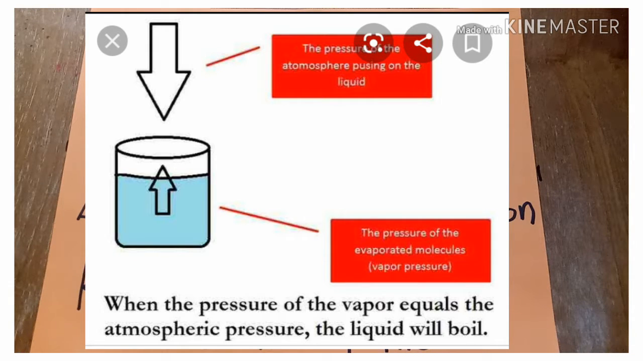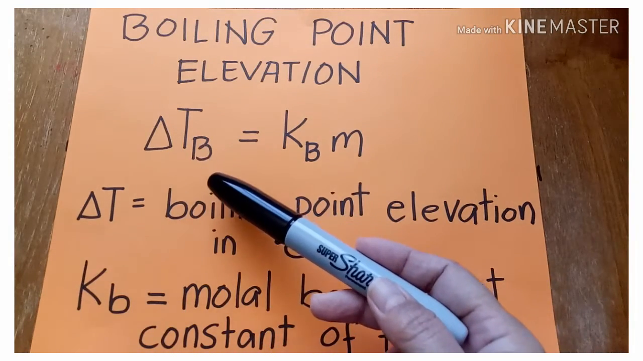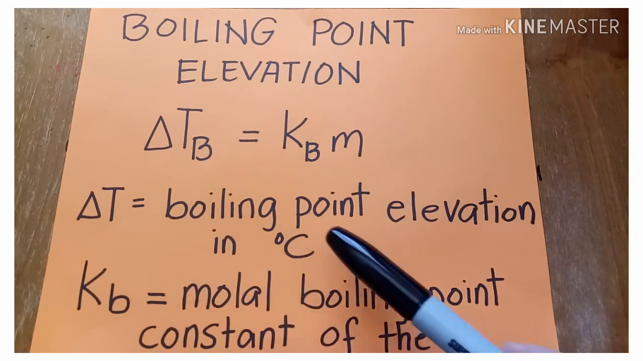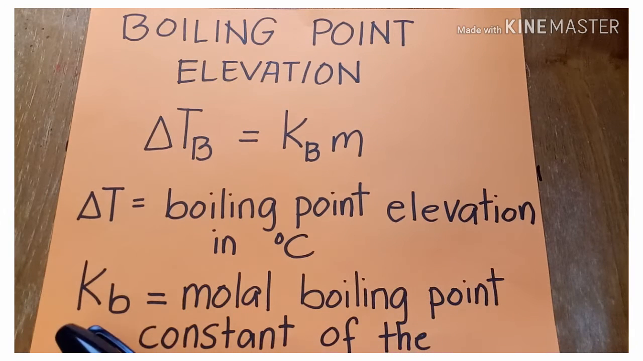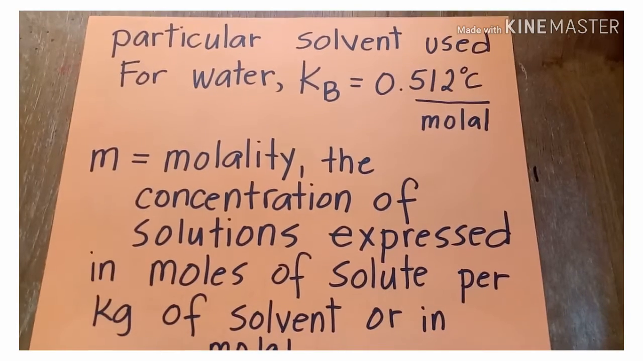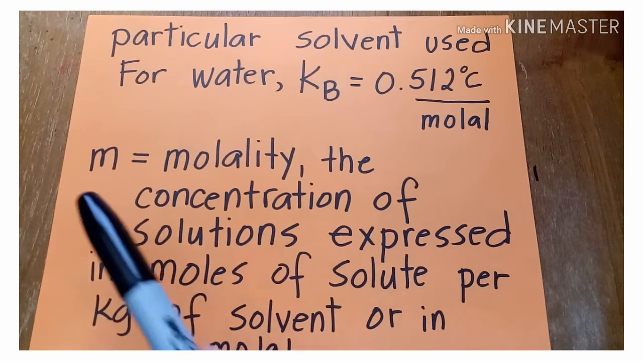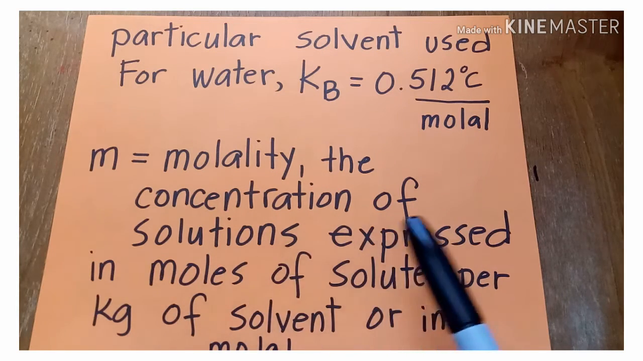The amount by which boiling point is elevated is determined by this equation. So delta T sub B is equal to K sub B m, wherein delta T is the boiling point elevation in degrees Celsius, and K sub B is the molal boiling point constant of the particular solvent used. For water, K sub B is equal to 0.512 degrees Celsius per molal, and m is the molality, the concentration of solutions expressed in moles of solute per kilogram of solvent, or in molal.